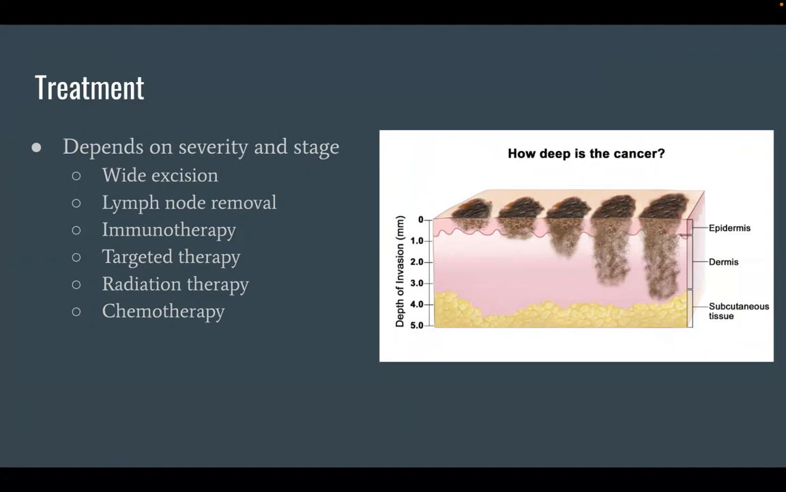If the cancer is suspected to have spread, the next step would be to do a lymph node removal to see if it has traveled to the lymph node, which would be the secondary area that it would travel to. Next, we'd move on to immunotherapy, targeted therapy, and then in worst cases, radiation and chemotherapy would be necessary to irradiate the cancer if it has spread to other organs.